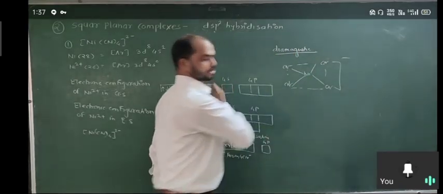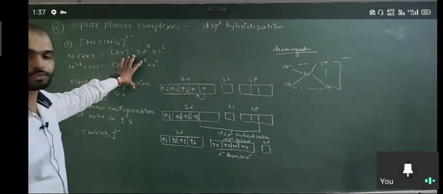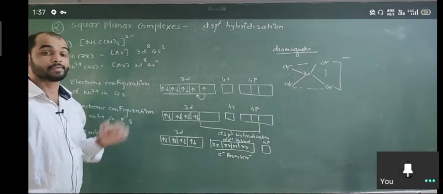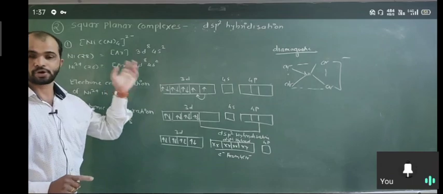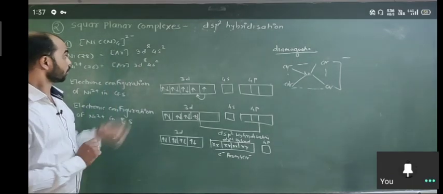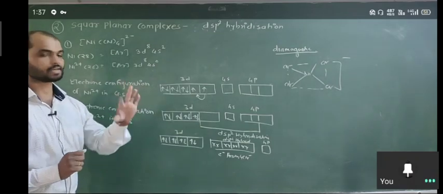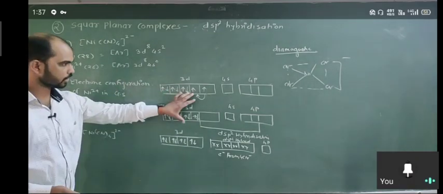So this is the structure. This is all about the NiCN4 2 minus. It is very important and very easy, because the complex is already given to you. You know the coordination number. According to the coordination number, you can easily say whether it is tetrahedral or square planar, because the coordination number is 4. Then try to represent this one.